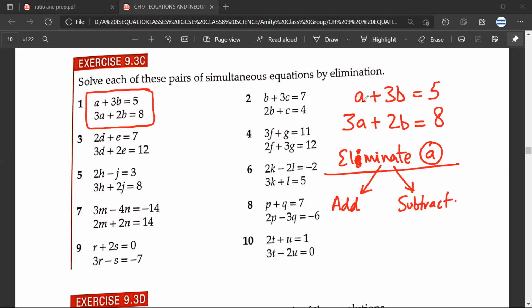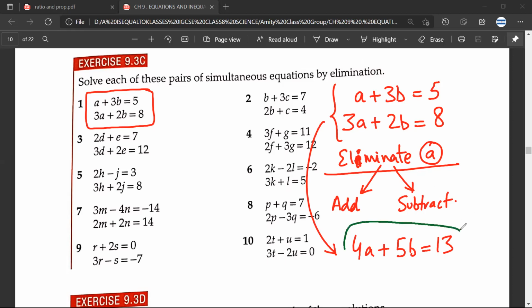So for example, I have a, 3a, 3b, 2b, 5, 8. Now I add these two equations. When I add these two equations, what I'll get is 4a plus 5b is equal to 13. Mr. Satya, any doubt? Mr. Arman, any doubt? No, sir. Now, if you look closely at this, you will see that nothing has got eliminated.